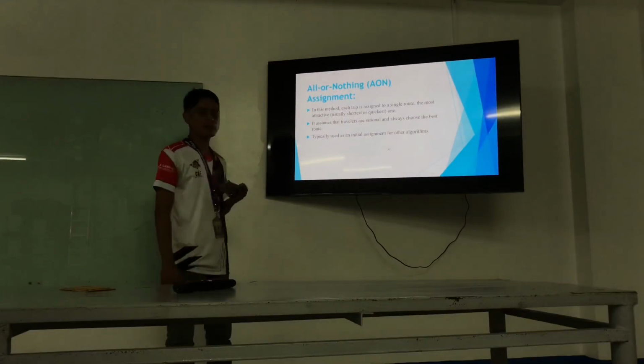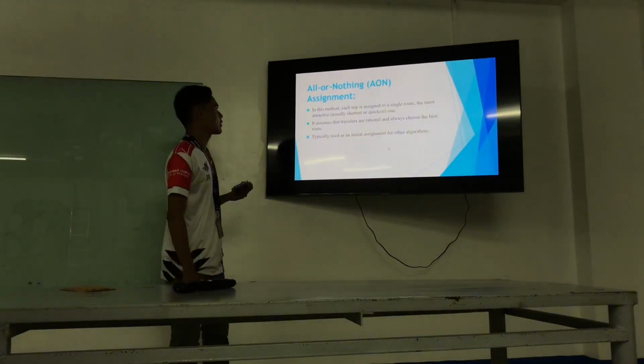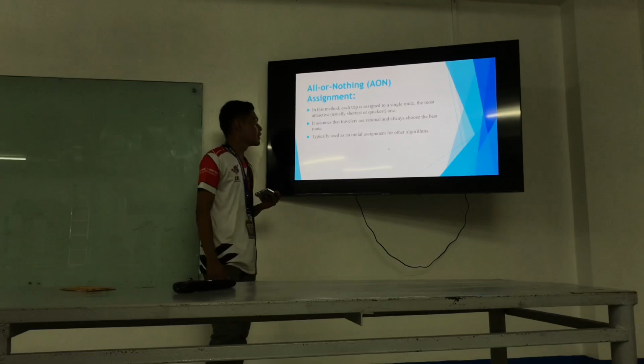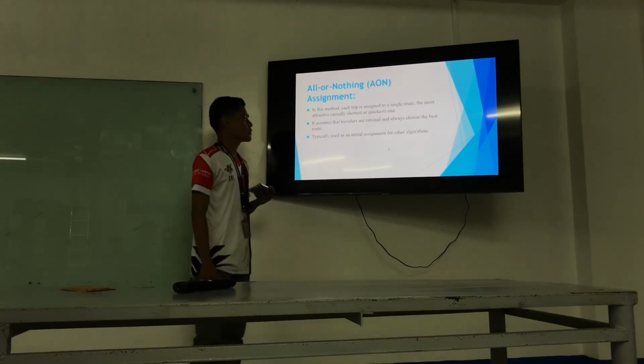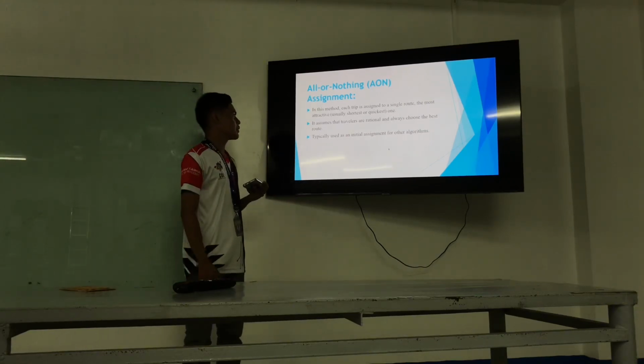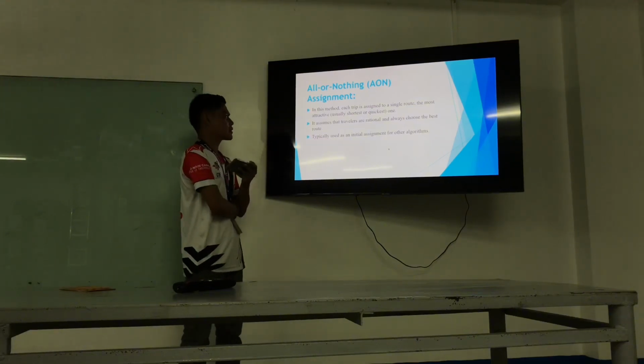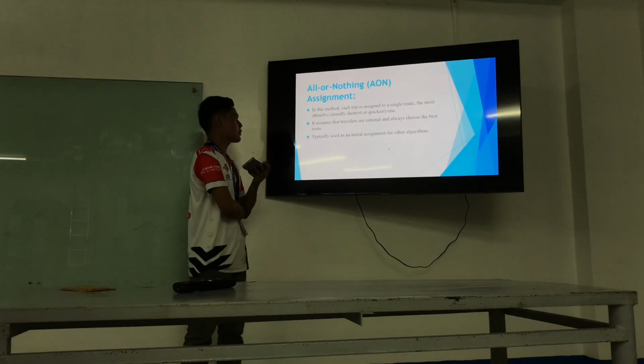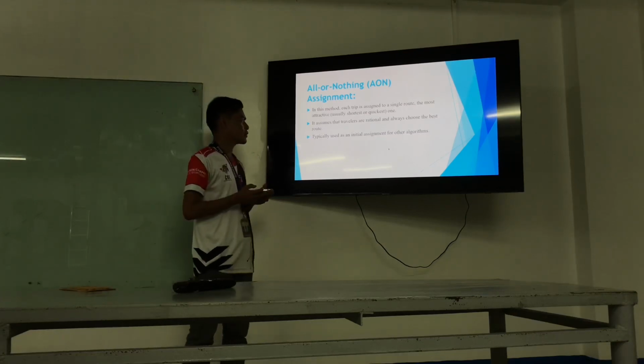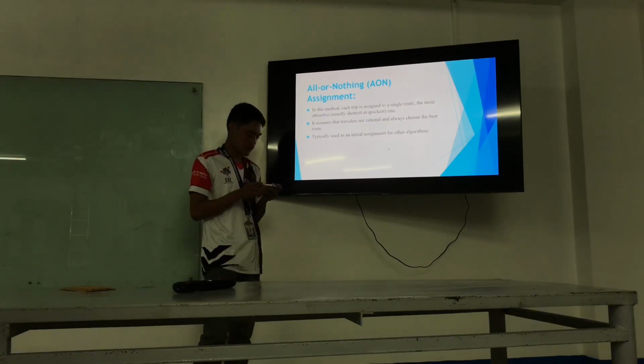So the first type of traffic assignment is all or nothing, or AON. In this method, each trip is assigned to a single route, the most attractive. So this is usually the shortest path. It assumes that travelers are rational and always choose the best route. It is typically used as an initial assignment for other algorithms.